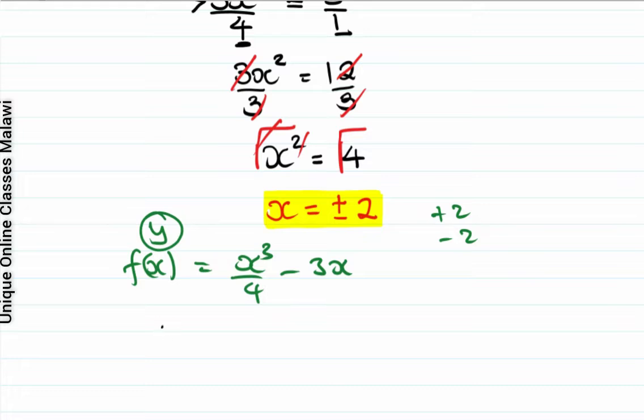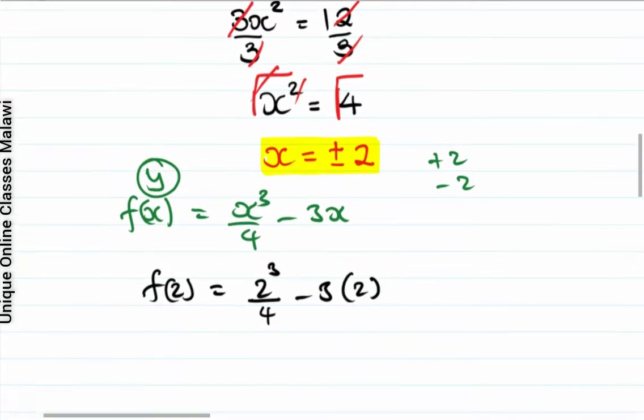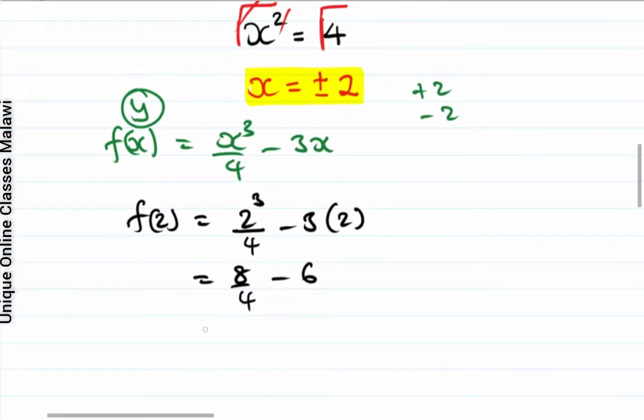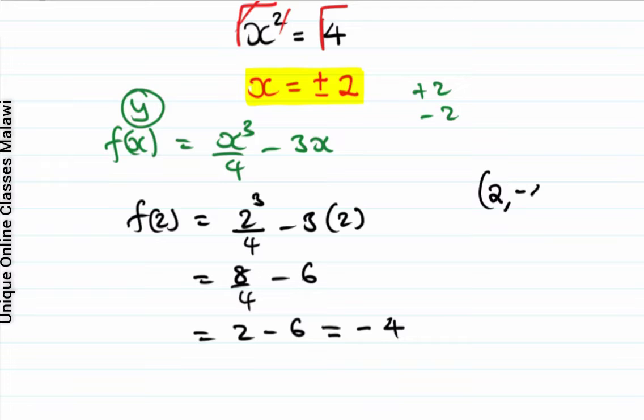So we're going to have f of positive 2 first, which is equal to: where there is x we put 2, so 2 cubed divided by 4, then minus 3 times 2. Then 2 raised to the power 3 is 8 divided by 4, then minus 2 times 3, that's 6. So 8 divided by 4 is 2, minus 6, the answer is negative 4. So we have found the first critical point: x is positive 2, y is negative 4.